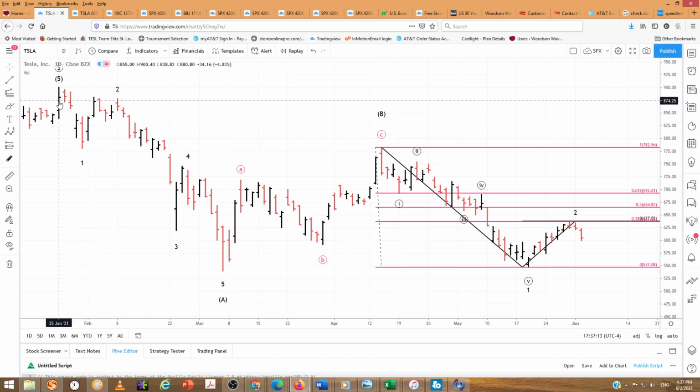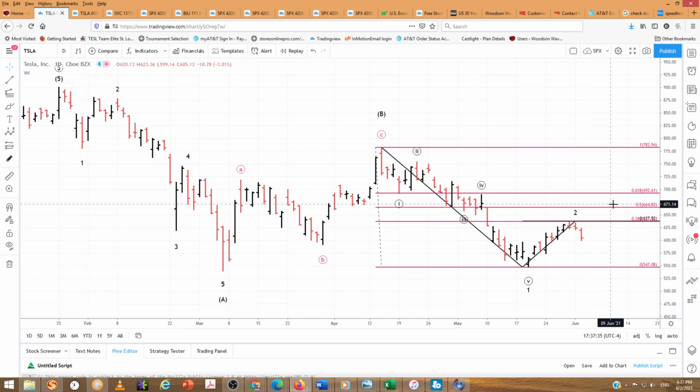Here's the all-time high of 900 on January 25. You see 5 waves down. This is a daily chart. That's A down, 3 waves up. That's B up. You can see A in black, B in black. And then we're starting another 5 waves down. And this looks like 1 of 5. And here wave 2 up hit right on the Fibonacci 382.